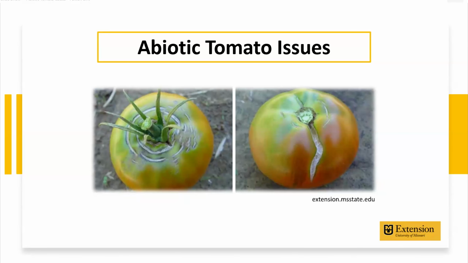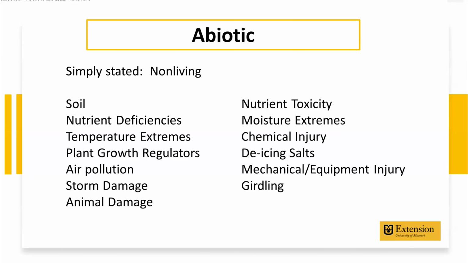What are some of the abiotic tomato issues that we're generally seeing, especially with the wet gear? So what I'd like to do first is just do a reminder of what is abiotic so everyone can be on the same page. Essentially it's something that's not living. It's going to be anything with soils, nutrient deficiencies, temperature extremes, storm damage, animal damage, nutrient toxicity, chemical injury, mechanical injury, girdling. So these are all things that are not going to be a disease of any kind or any kind of insect damage. So just so that we're all on the same page and we understand what abiotic means.